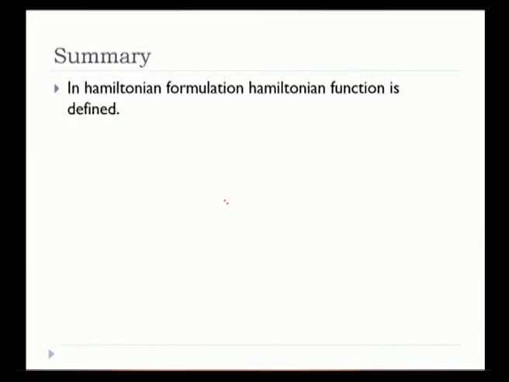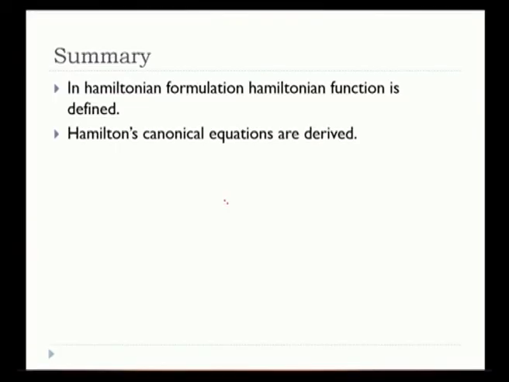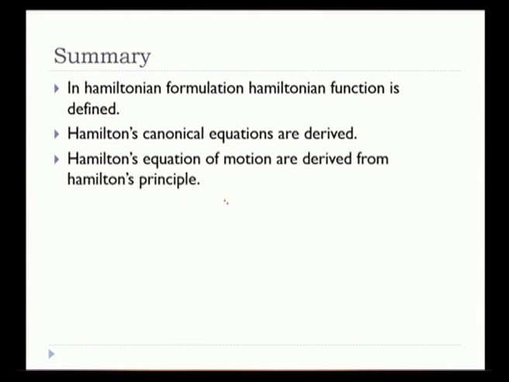So, in this lecture we learnt the Hamiltonian formulation, then the Hamiltonian function. The Hamiltonian function is a function of momentum, generalized coordinate and time. Then the general form of Hamiltonian is h is equal to summation of pj q dot j minus L. This is the generalized form of the Hamiltonian function. Then we derived Hamilton's canonical equations. Then we derived Hamilton's equations of motion from Hamilton's principle. These are all the concepts we learnt from this lecture.